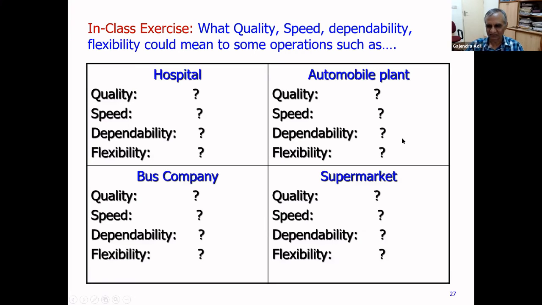Am I audible? Yes, you're audible. Yeah. Because I was not hearing anything from you people, right? So is it possible? Yes or no, Anand?